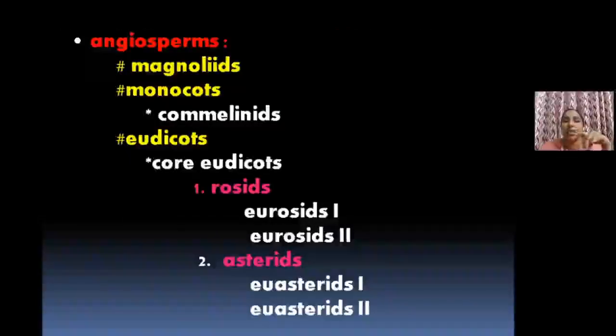See, this is the outline. Angiosperms into magnoliids, monocots, eudicots. Monocots, only one common in it. Eudicots, there is core eudicots, and it is again classified into rosids and asterids. Okay, rosids again, eurosids 1, eurosids 2. Euasterids 1, euasterids 2. This is the broad outline.